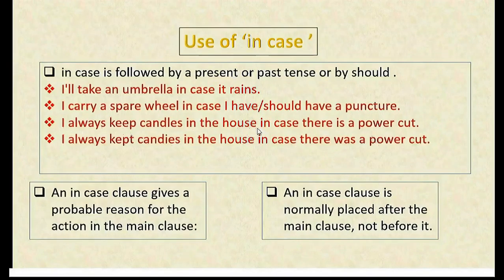I always keep candles in the house in case there is a power cut. I always keep candles in the house because there may be a power cut, and this is the probable reason for keeping candles in the house. I always kept candles in the house in case there was a power cut, and here both the clauses are in past tense. So this means I always kept candles in the house because there might be a power cut.